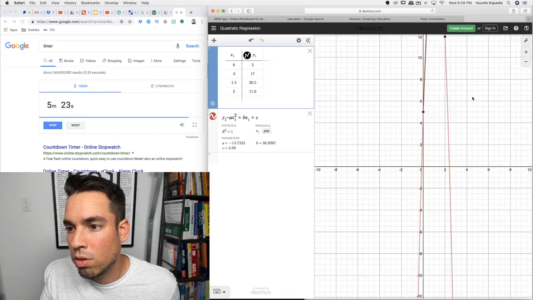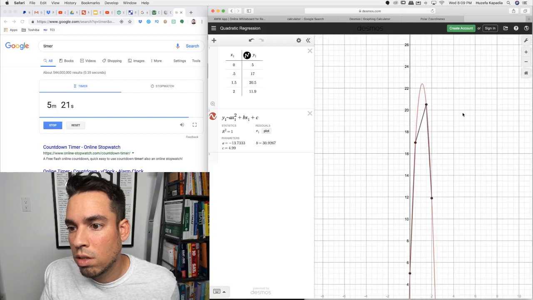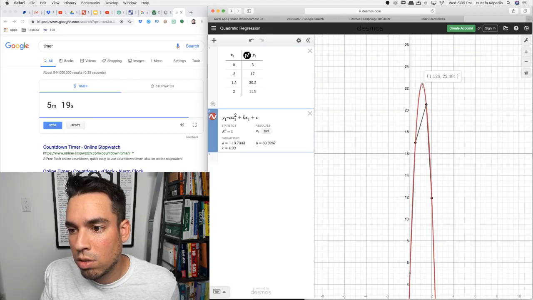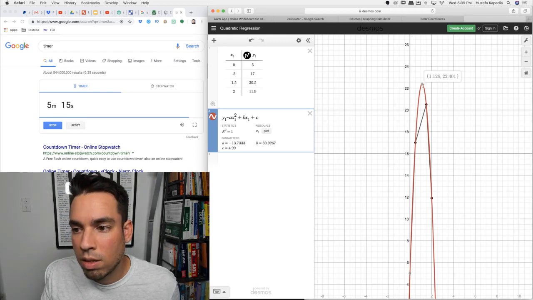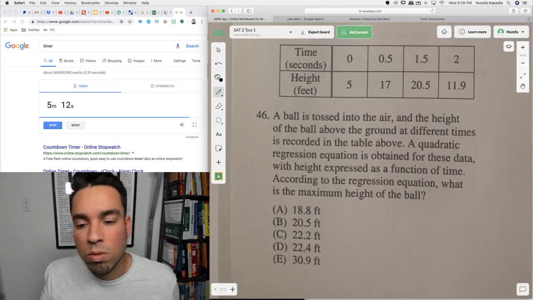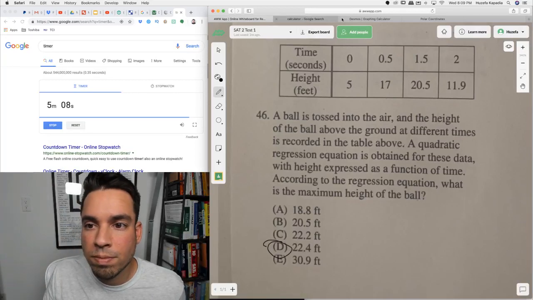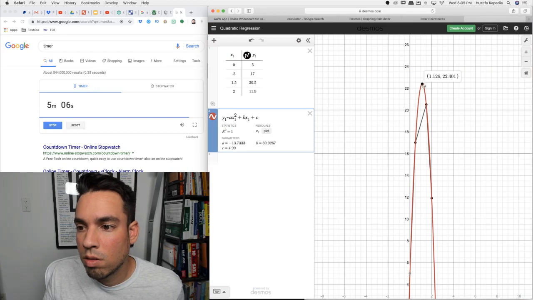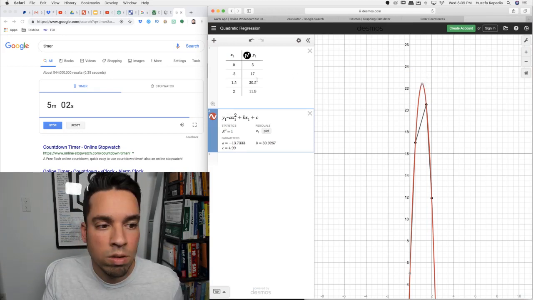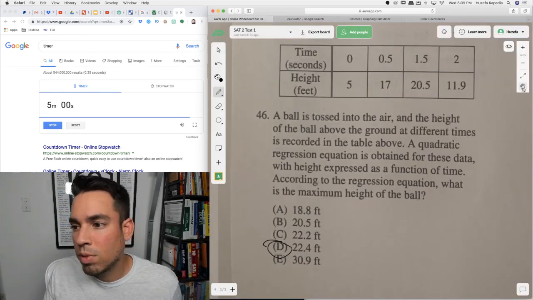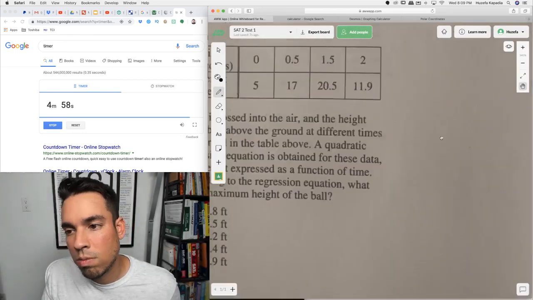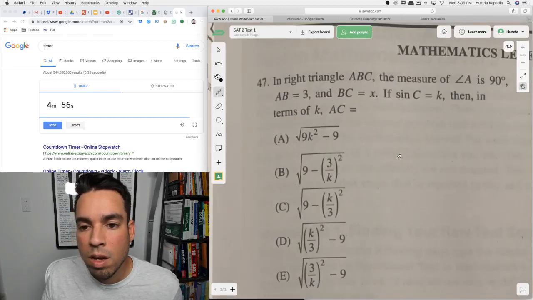All right, we've done it. Oh, there it is, the max height, which is 22.4. I think that's it. I'm not really sure. Let's just roll with it. Yeah, I think that's the vertex. 22.4. All right, 5 minutes left, and we got 4 problems.